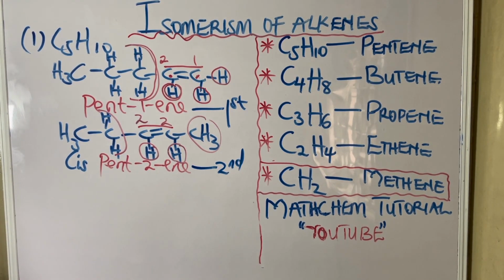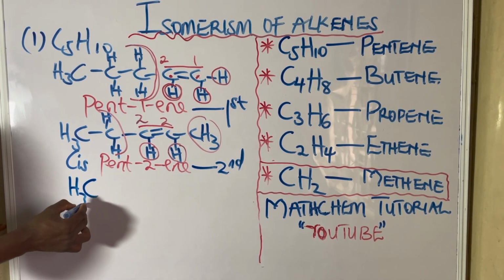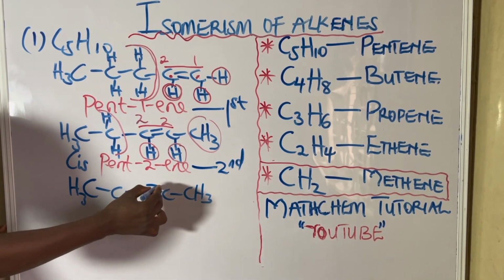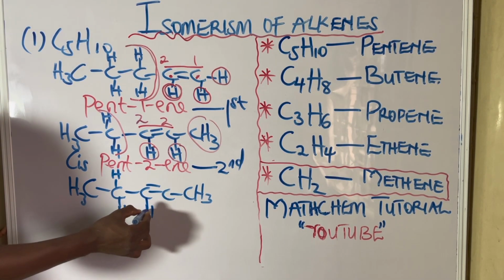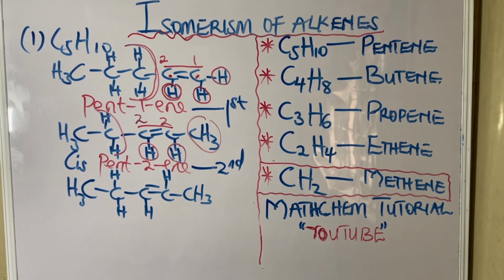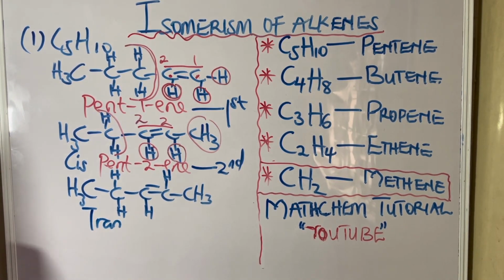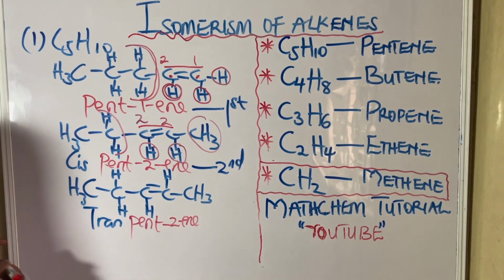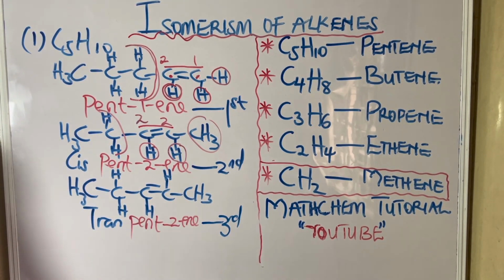Okay. So what about the trans as well? Let me draw the trans. It's still the same thing. So the trans is going to be CH3 C C C CH3. If the double bond is here, then our hydrogen is here, another hydrogen is here. So if you have one hydrogen here and another hydrogen on the opposite side, that is the trans form. So the name is going to be trans pent-2-ene. And that is the third isomer.